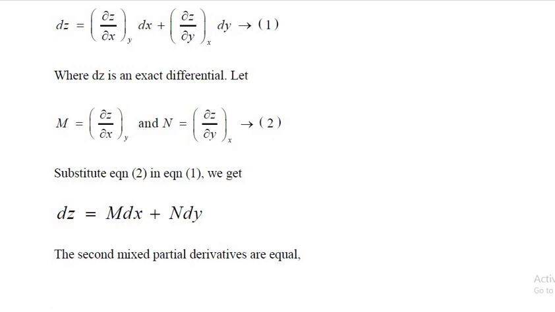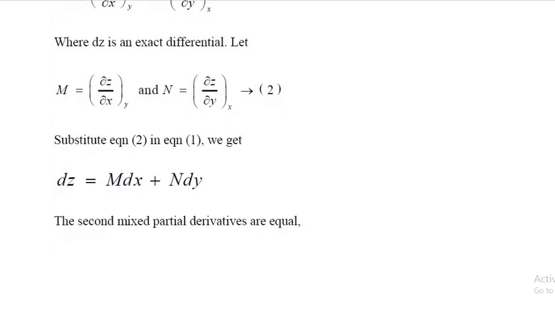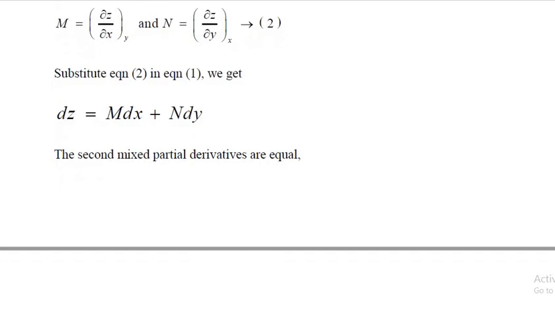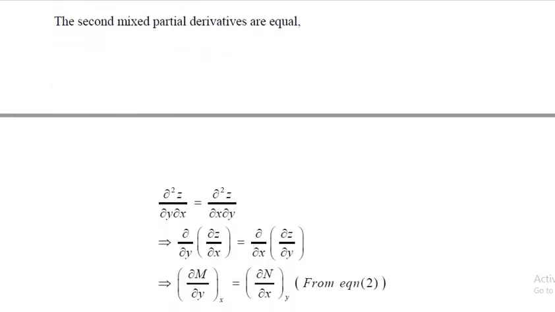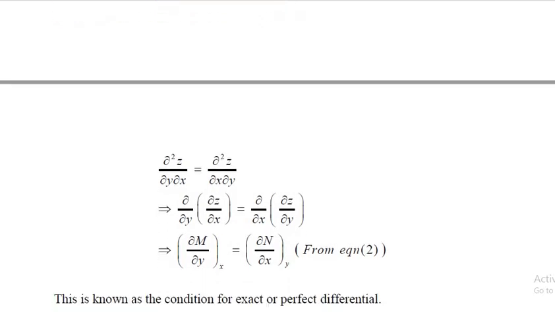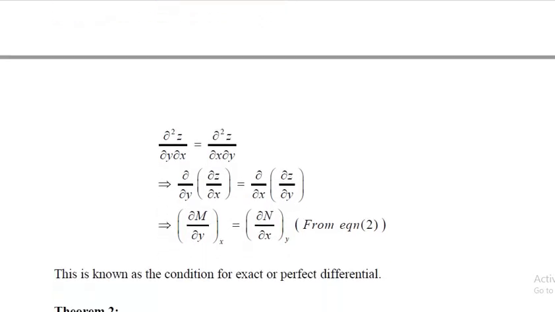Now the second mixed partial derivatives. What do you mean by second mixed partial derivatives? Second means dou square, and mixed means you will have both dou x and dou y. Partial derivatives we write in terms of dou, right? So the second mixed partial derivatives are dou square z by dou y dou x is equal to dou square z by dou x dou y.